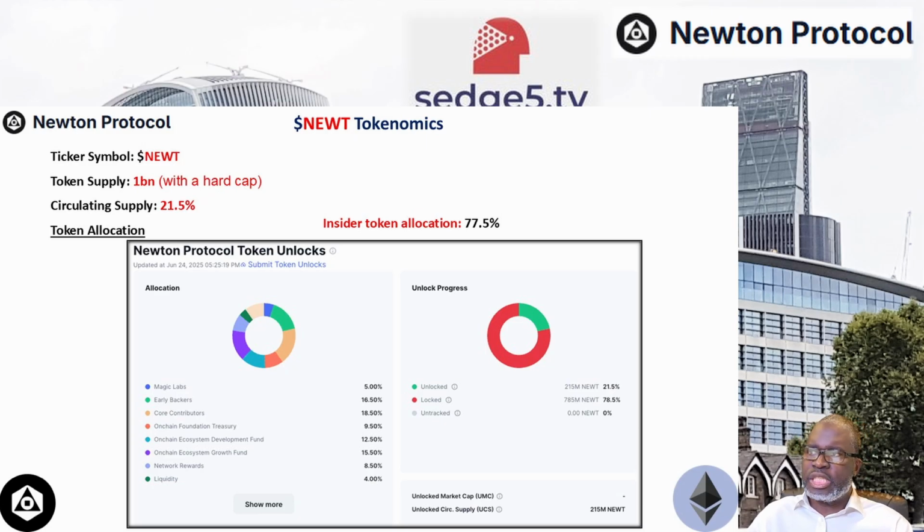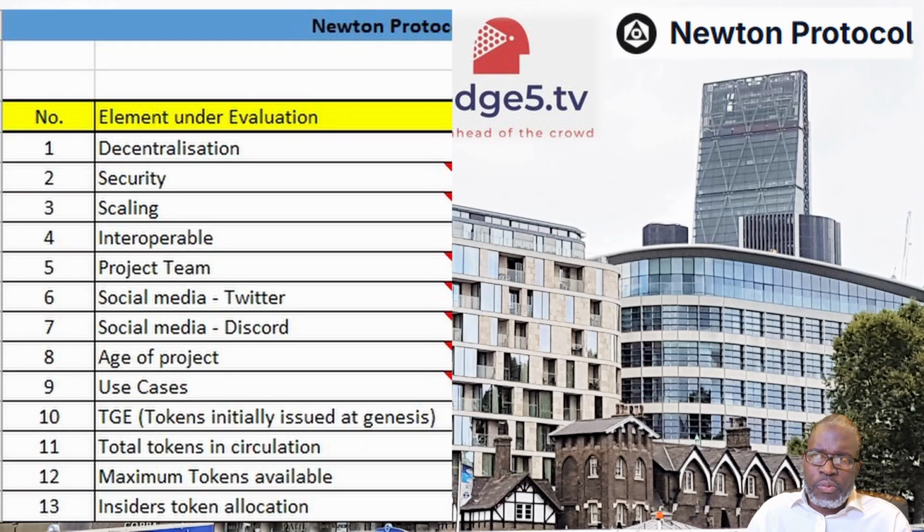So as part of our DYOR risk evaluation, as you know, at the end of each analysis like we've just done here, we have to rank the elements we've just been looking at, and those 13 elements, for the benefit of those who did not watch the whole video up to this point: decentralization, security, scaling, interoperability, the project team, age of the project, social media presence via X, formerly Twitter, as well as via Discord, project use cases, as well as the tokenomics. And under tokenomics, you've got tokens issued at project launch, maximum tokens available, circulating quantity of the available tokens, as well as insider token allocation.